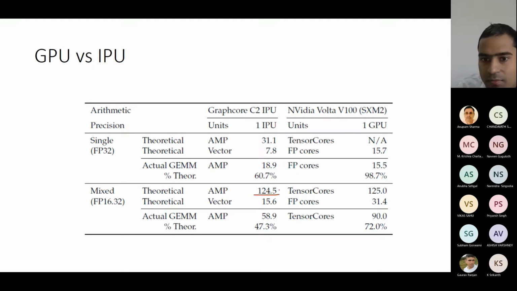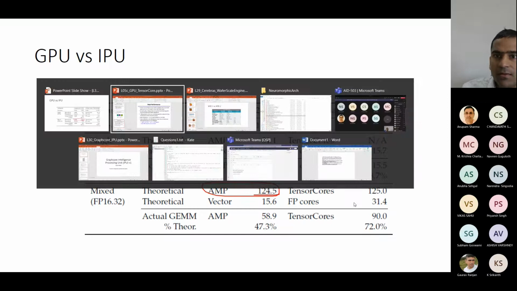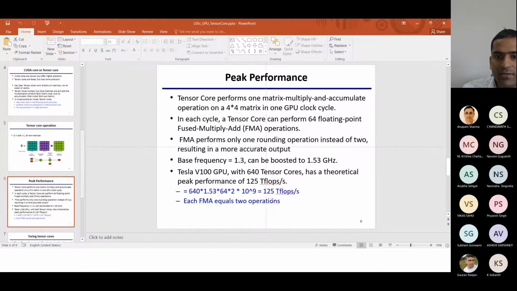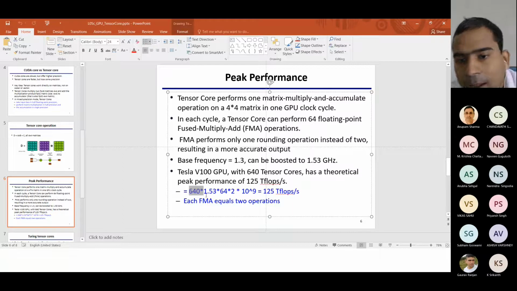Theoretically, it has 125 teraflops per second in the GPU, because it has 640 tensor cores. So here, now let us compare. Here it has 640 tensor cores.